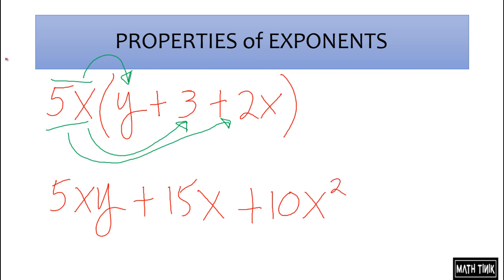Okay. So, this is now your final answer. You just have to distribute 5x here, multiply it here 1 by 1. And because it is positive, this one also is positive, your sign is also positive. So your final answer is 5xy plus 15x plus 10x squared.